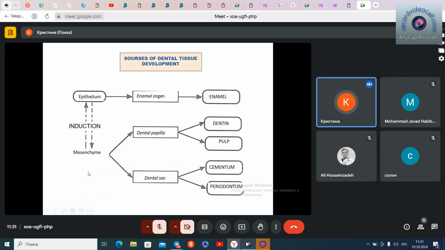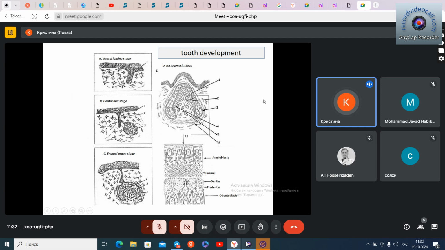During the development of the tooth, the epithelium of oral cavity and the underlying mesenchyme act upon each other in the form of the embryonic induction. Epithelium develops into enamel organ, which will give us the enamel. Mesenchyme develops into dental papilla, which will give us the dentin and the pulp, and the dental sac, which will give us the cementum and periodontium. Here you see the stages of the tooth development.